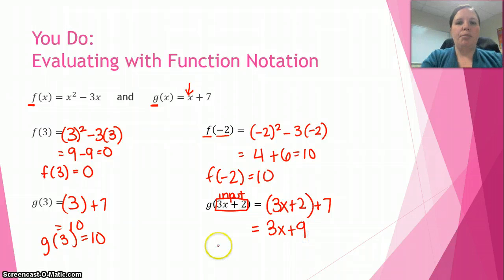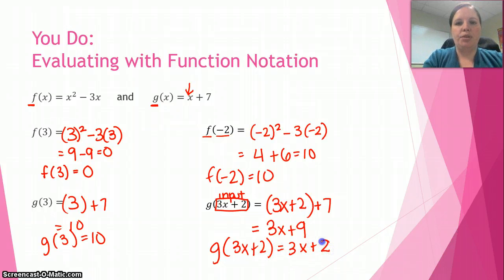So it may not always be a number. g of 3x plus 2 equals 3x plus 9. Oops, 3x plus 9. It may not always be a number. It may be more of an expression. If you're plugging in an expression, you're going to get out potentially an expression.